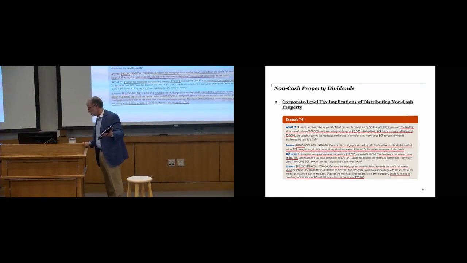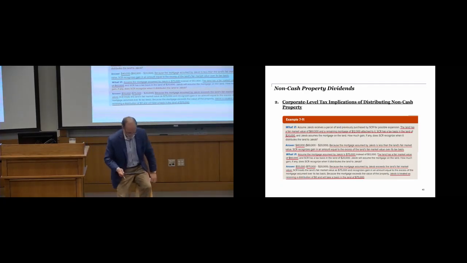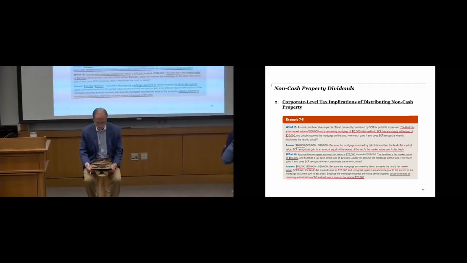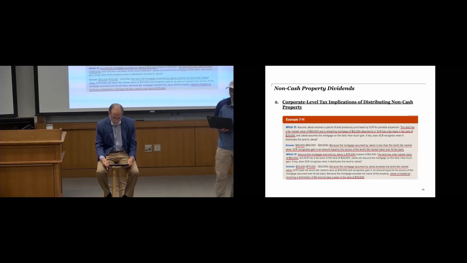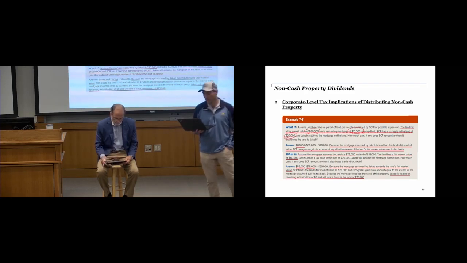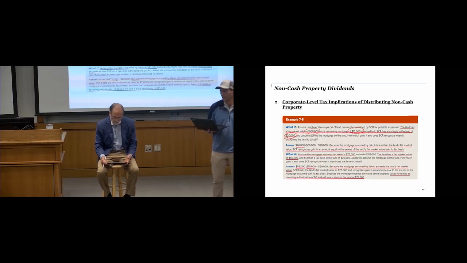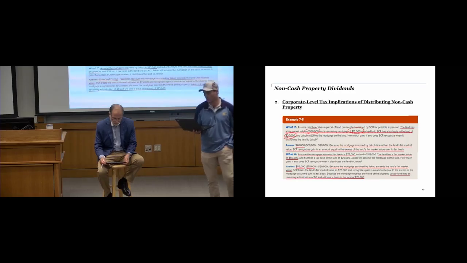Alright, so assume Jacob receives a parcel of land previously purchased by SER for possible expansion. The land has a fair market value of $60,000 and the remaining mortgage is $12,000. SER has a tax basis of $20,000 and Jacob assumes the mortgage on the land. How much gain, if any, does SER recognize when it distributes the land to Jacob? The answer on this one is $40,000 because the mortgage assumed by Jacob is less than the land's fair market value.